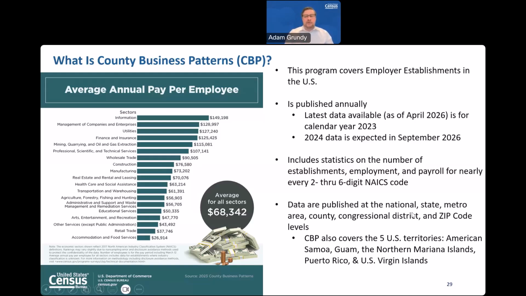Data are published at the national, state, metro area, county, congressional district, which is the only economic program that does that at the congressional district level, and zip code levels as well. And it does cover our 5 U.S. territories as well. On the left-hand side of your screen, you can see an example of how we've repackaged some of the County Business Patterns data, talking about how the average annual payroll per employee changes over time. So basically, we're looking at the 2023 data for County Business Patterns, and this one has a data display of all the different sectors of the economy with information leading the way for the average annual payroll per employee.